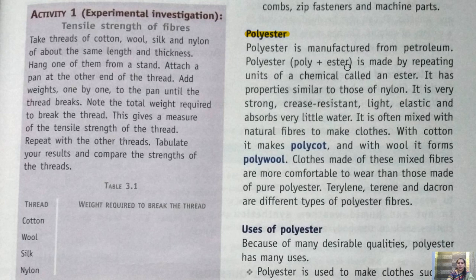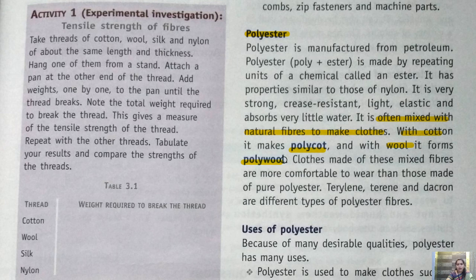They are mixed together either with cotton or wool. They are often mixed with the natural fibers to make clothes. With cotton, they make polycot. With wool, they make polywool. Okay? Agar polyester cotton ke saath mix ho raha hai, to usko hum polycot kahenge. Agar ye wool ke saath mix ho raha hai, to usko hum polywool kahenge.